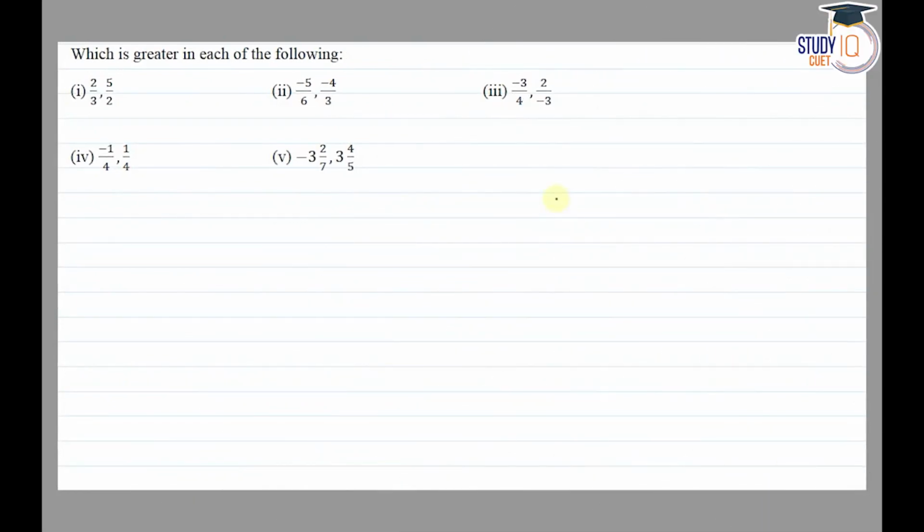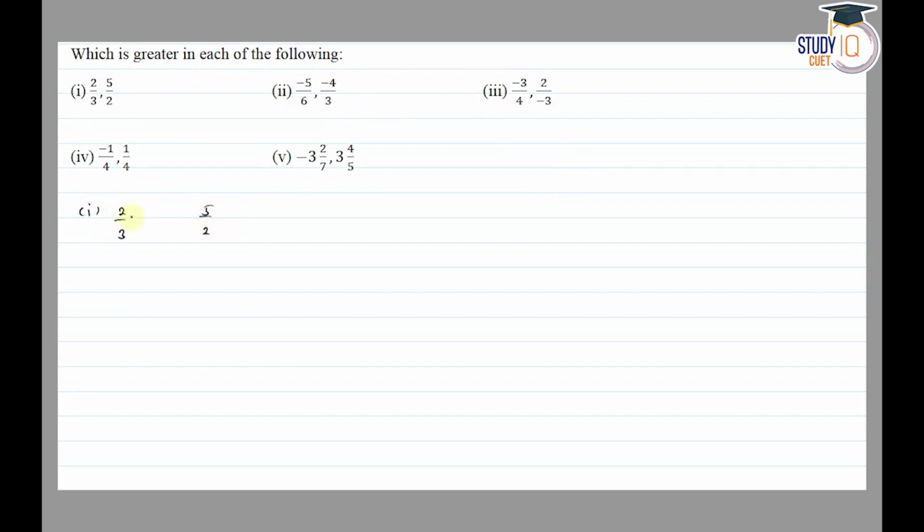Hello everyone, this question appears in class 7th NCERT chapter of rational number. This is 9th question of its exercise 9.1. So the question says that which is greater in each of the following. So first is 2 by 3 and 5 by 2.